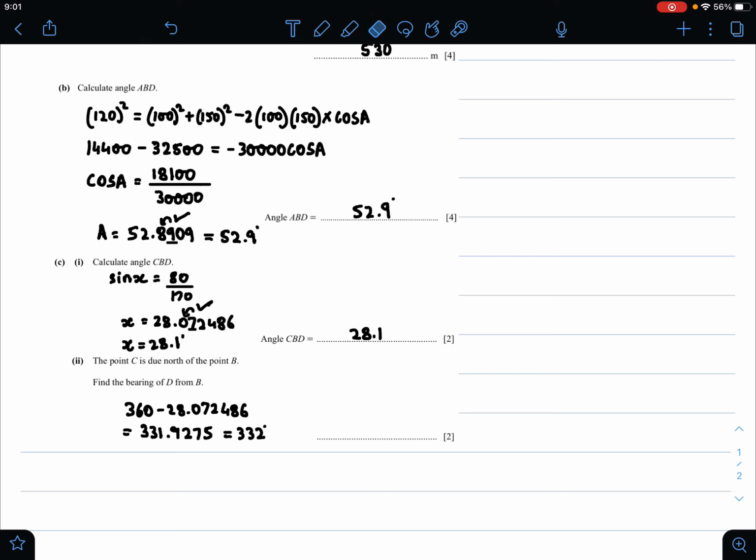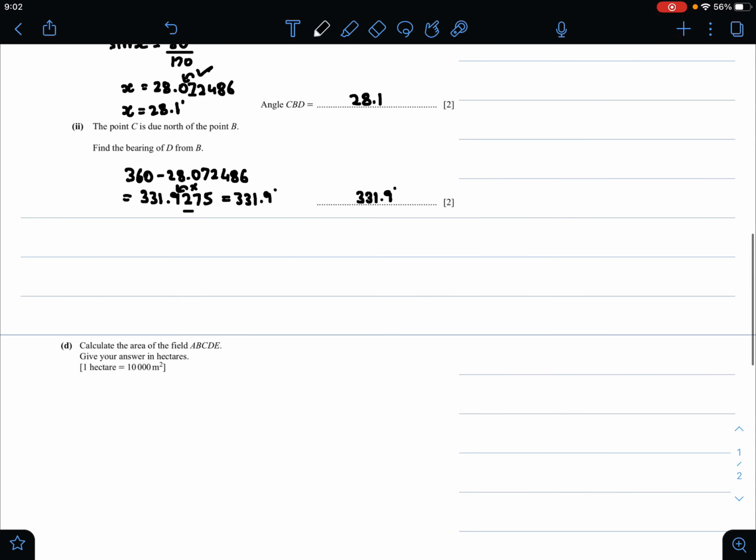in three significant figures, it's better to give up to one decimal place. So your final answer would be 331.9. This is because the second decimal place, which is 2, is less than or equal to 5, so it won't round off 9 to the next number, and therefore 331.9 degrees will be your final answer for part C2.